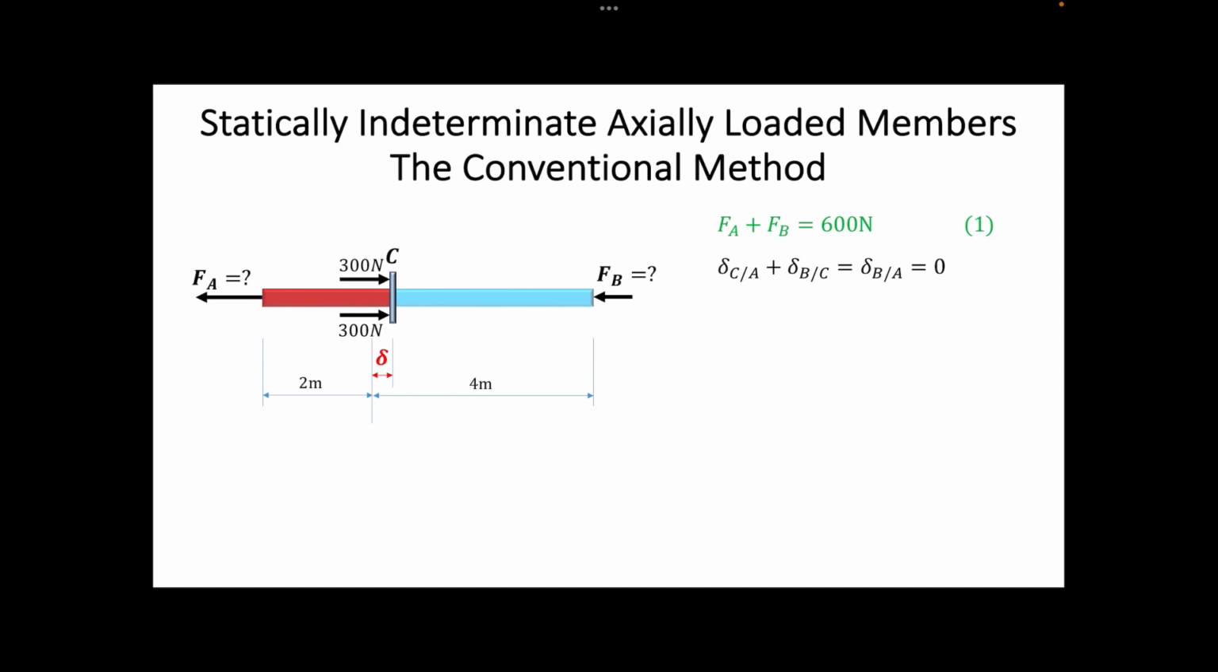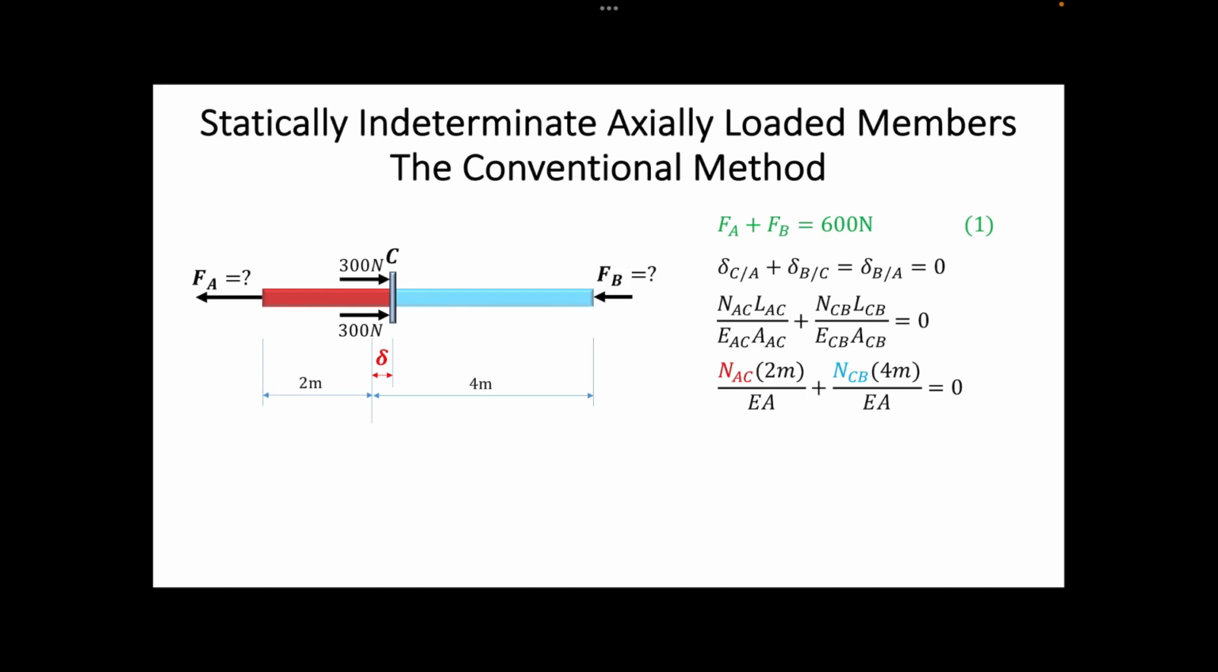Verbally, we can say the sum of the displacement of C relative to A and the displacement of B relative to C is 0. If we rewrite this equation using the equation that we learned in the last lectures, we will have the following. As I mentioned in the previous lectures, when doing algebraic addition, we need to be careful about the sign convention. To be specific, since segment AC is in tension and CB is in compression, the normal force in AC should be positive and in CB should be negative.